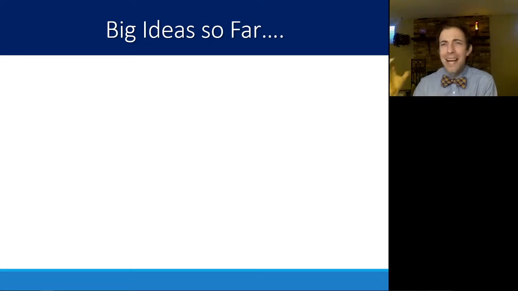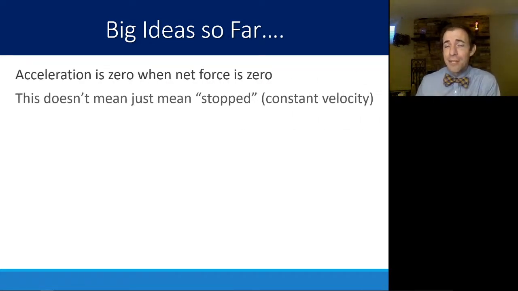So a couple of big ideas that we've talked about in this unit so far. First, acceleration is zero when net force is zero. If net force is zero, it doesn't mean that it's stopped. It just means it's not accelerating. Accelerating just means a change in velocity. So acceleration of zero leads to a constant velocity.